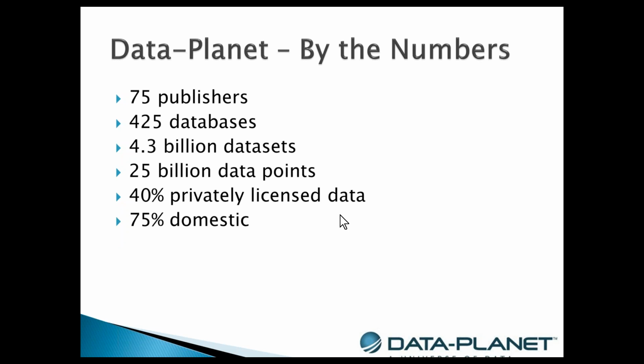We try to add about 4 databases a month, so these numbers are constantly changing, both based on us adding new data and updating existing data. Literally every time you get into the product, it should be a little larger than the last time. So today we cover about 75 publishers, about 425 databases, about 4.3 billion data sets we can generate from about 25 billion data points, and about 40% of our data is privately licensed or not publicly available on the web, and about 75% of the data is domestic.